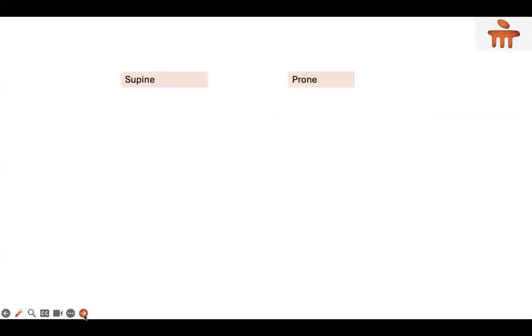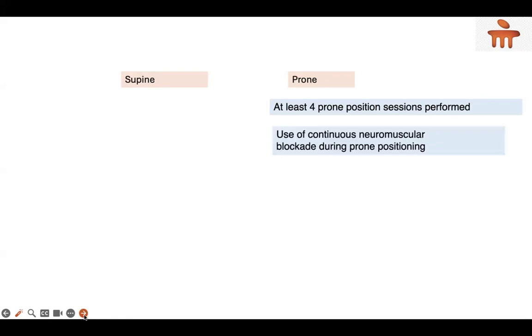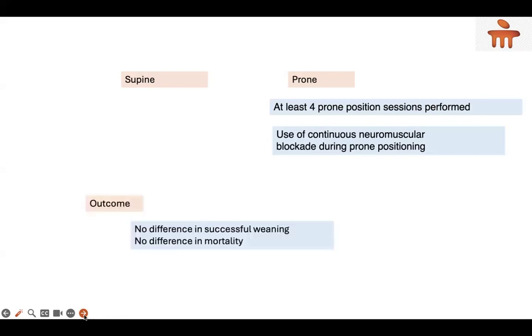One more thing they did is, in prone patients, once they decided to do prone, they put all patients on prone for at least 4 sessions over 4 days. And they used continuous neuromuscular blockade during proning, irrespective of the patient's condition. The outcome on this is there's no difference in successful weaning, and there's no difference in the mortality.